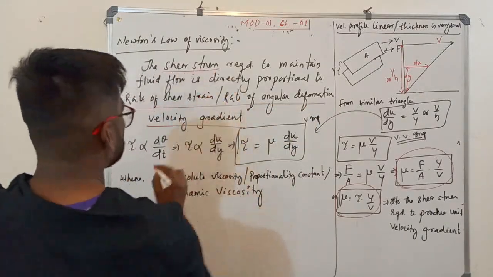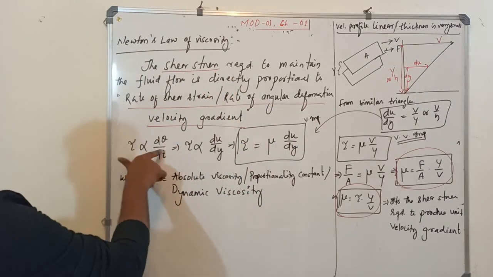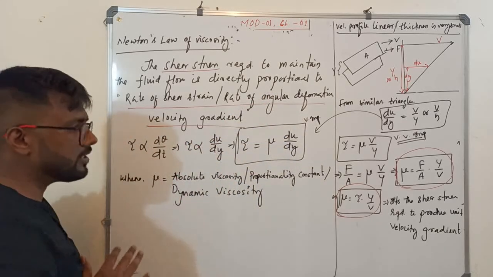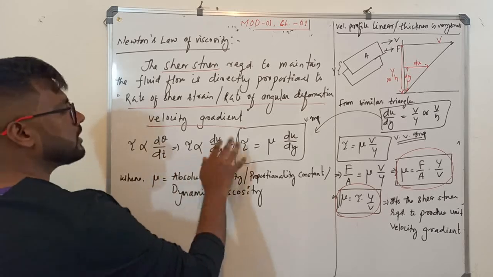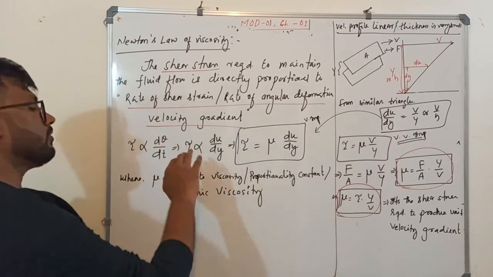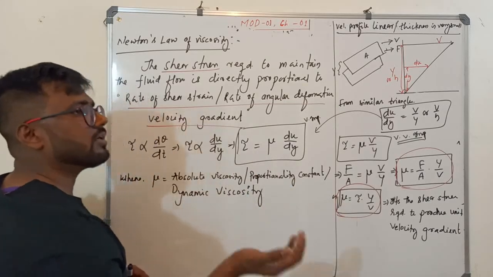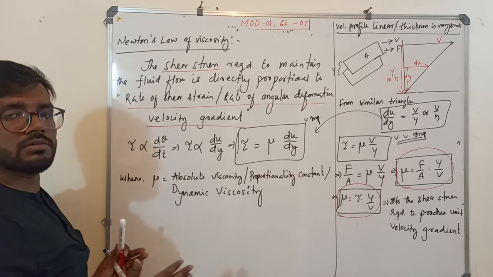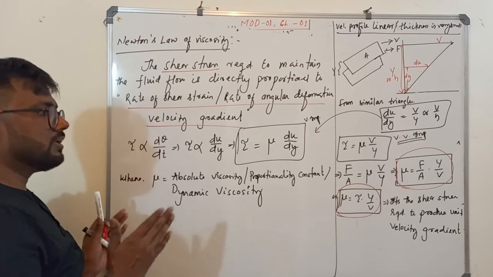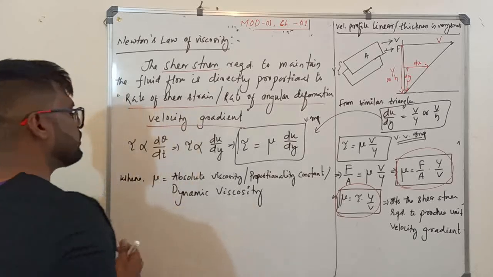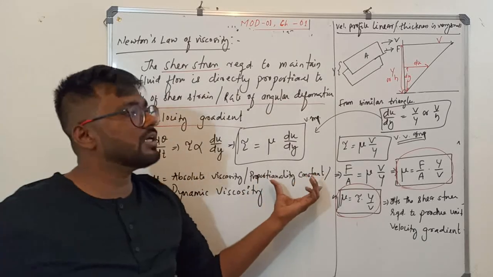The shear stress, that is, tau is proportional to d theta by dt. But we already proved d theta by dt is nothing but du by dy. So tau is proportional to du by dy. Whenever you take the proportional symbol out, you have to multiply with a constant. That constant should relate both the left hand side and right hand side. That gives us mu du by dy, where mu is the absolute viscosity or proportionality constant.